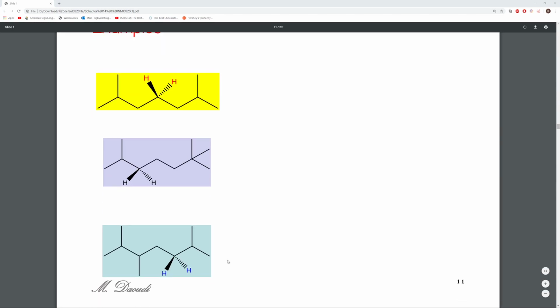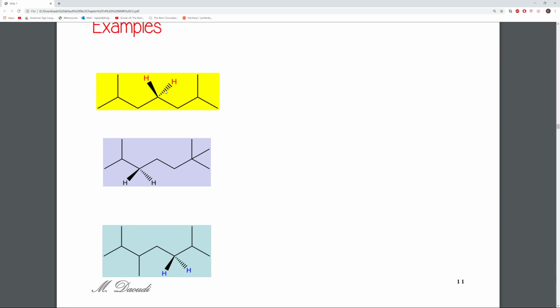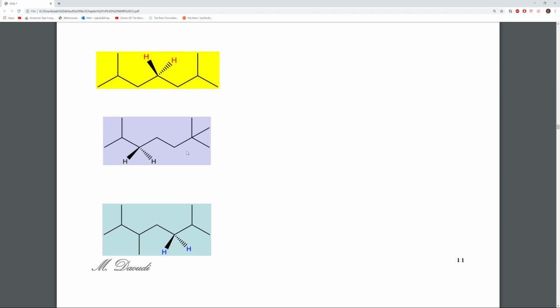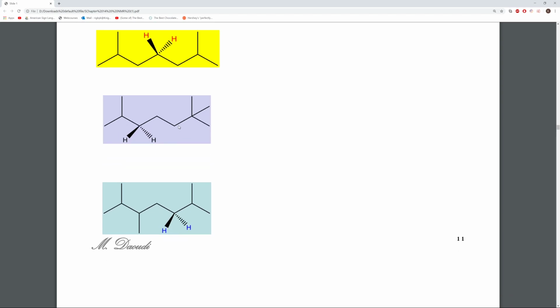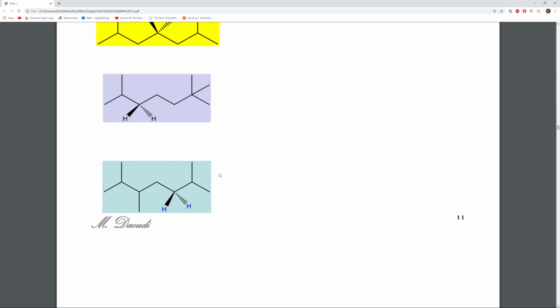So here are some examples. We're just going to go through these really quickly because I know we went through them in class. This first one, if you look at the carbon attached to the two hydrogens, that cannot be a chiral center because it has two of the same group on either side. So these two are going to be homotopic, and so they're going to be equivalent hydrogens. If you look at the next one, the carbon with the hydrogens will make a stereogenic center, but there are no other chiral centers on this molecule, so it's going to be enantiotopic.